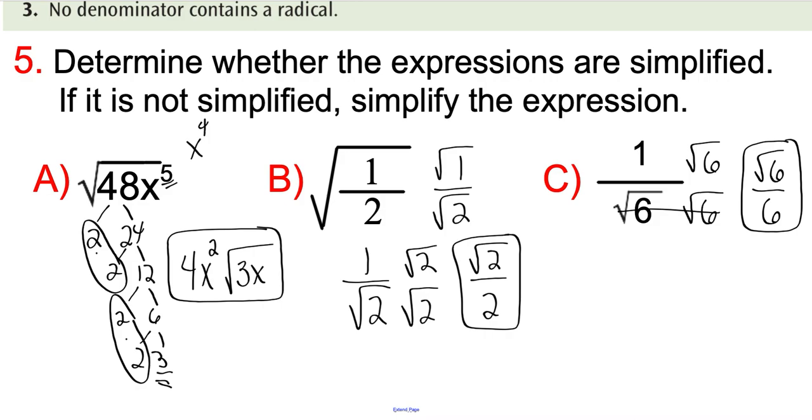Okay? So this last slide was just a reminder of all the things to look for to determine if something is completely simplified. So we learned how to rationalize using square roots. We learned cube roots. We learned conjugates as well. So hopefully everything works out.